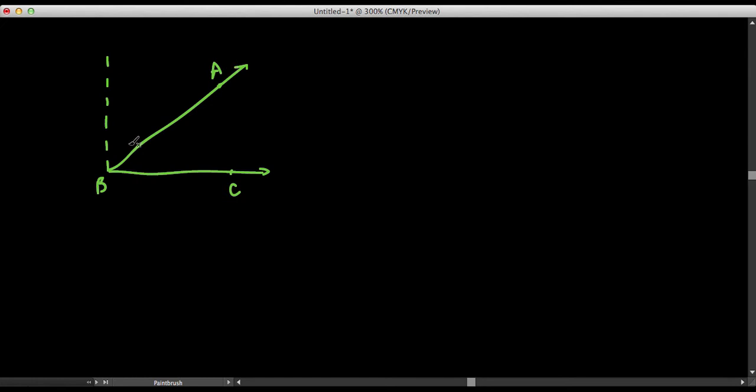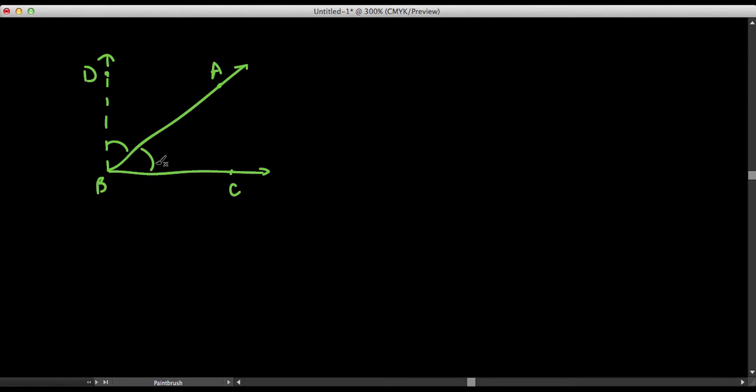Now, these angles, this angle here, and then I'll put one more point here, D. So these angles, this angle here and this angle here, are considered to be adjacent. They are right next to each other, they're side by side, they are adjacent angles.